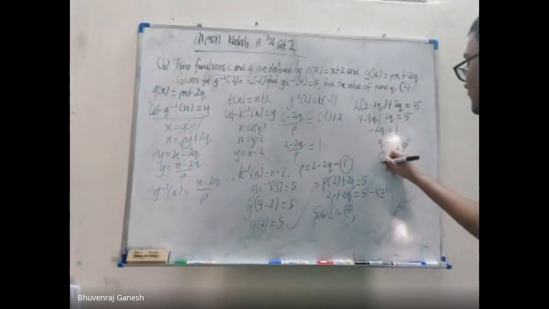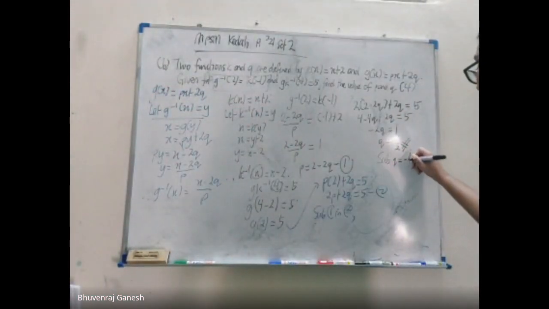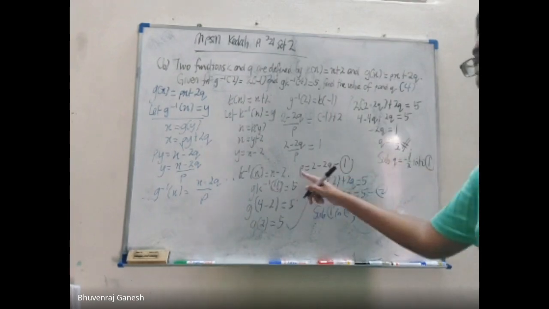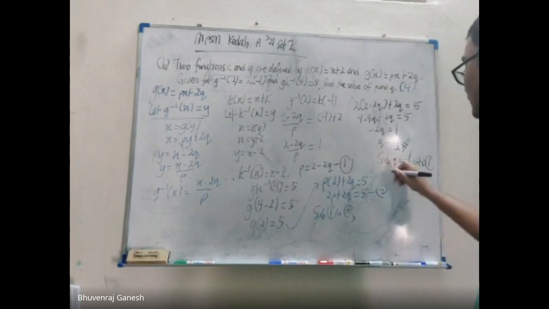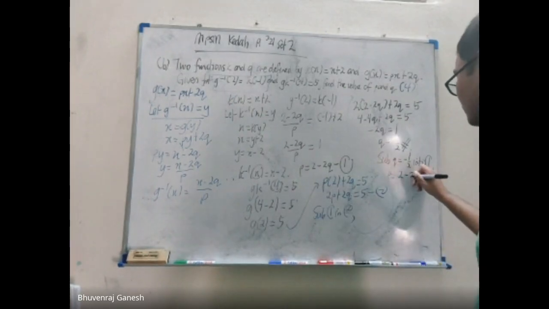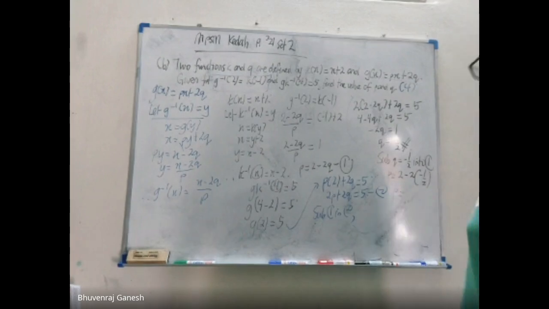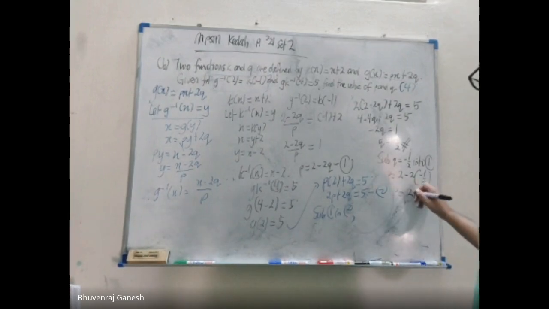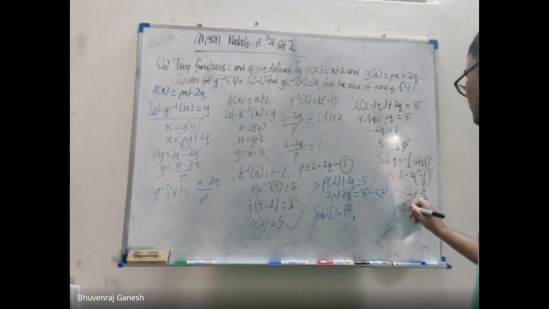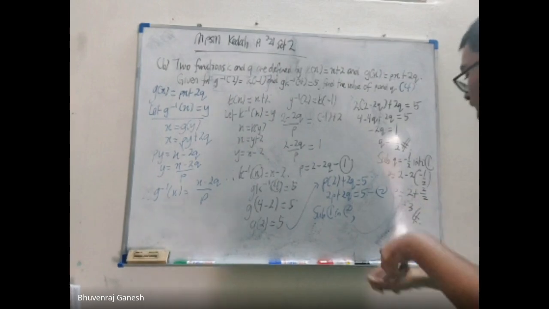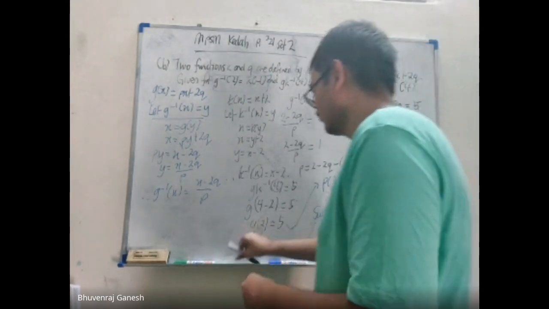So then you want to find p. Sub q is negative half into 1. Because you see 1 is already expressed p equals something. So you can find direct, no need to do long working. 2 minus 2 times negative half. So p you will get 2 plus 2 over 2, which is 3. Done.